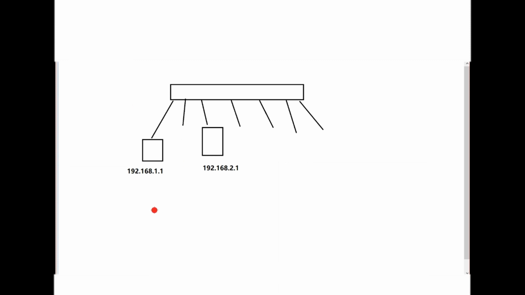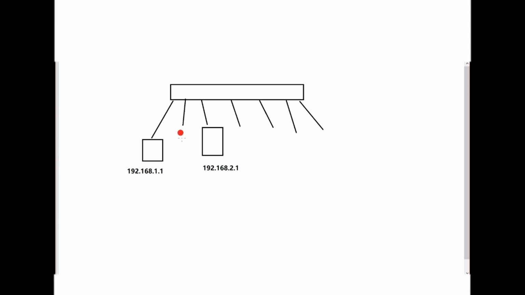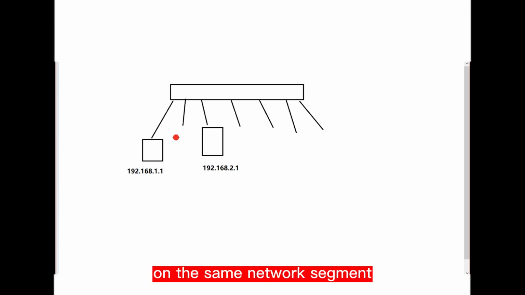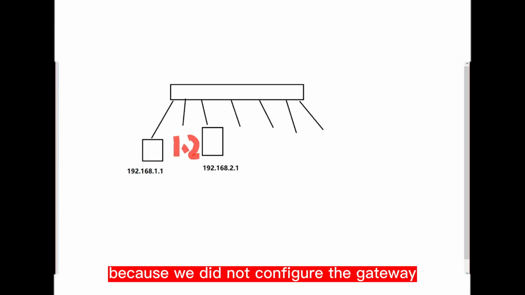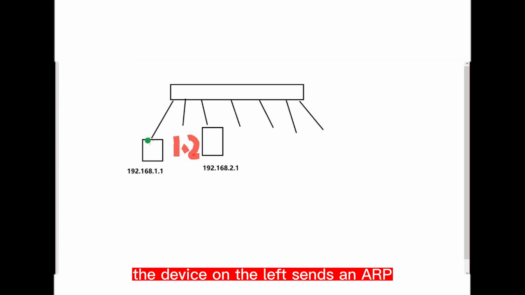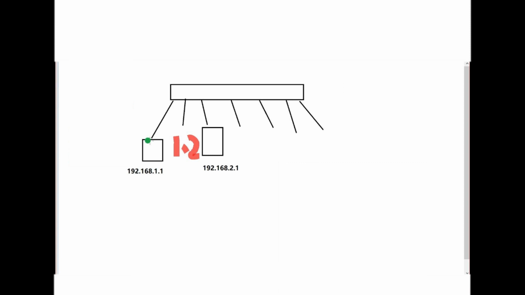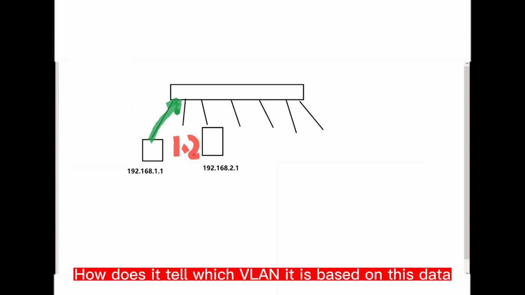For example, now PC1 sends a broadcast ARP. Suppose it wants to ask a user on the same network segment, 1.2, for its MAC. Because we did not configure the gateway, we will not go to the third floor for now. The device on the left sends an ARP to ask the device on the right. The switch received the ARP data. How does it tell which VLAN it is based on this data?